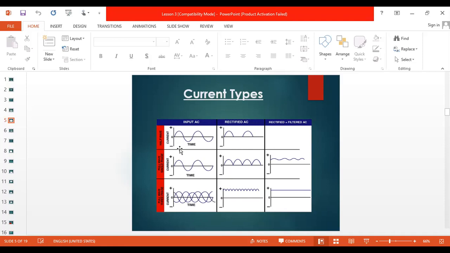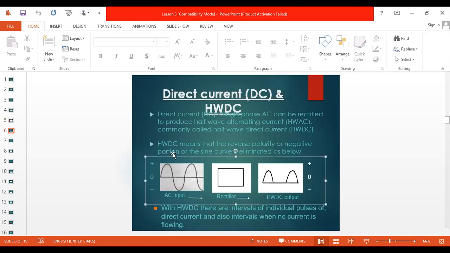This is single phase, this is also single phase, but here in three phase we are adding two more phases, so the total current is three phase current. If you require a big current, we can use three phase current as well. This is the rectifier. With the help of the rectifier we are removing this negative cycle and we are getting HWDC output. In HWDC output, in simple way, the current is flowing, then there is some interval where no current is flowing, again there is some interval where current is flowing. So this is the pattern.